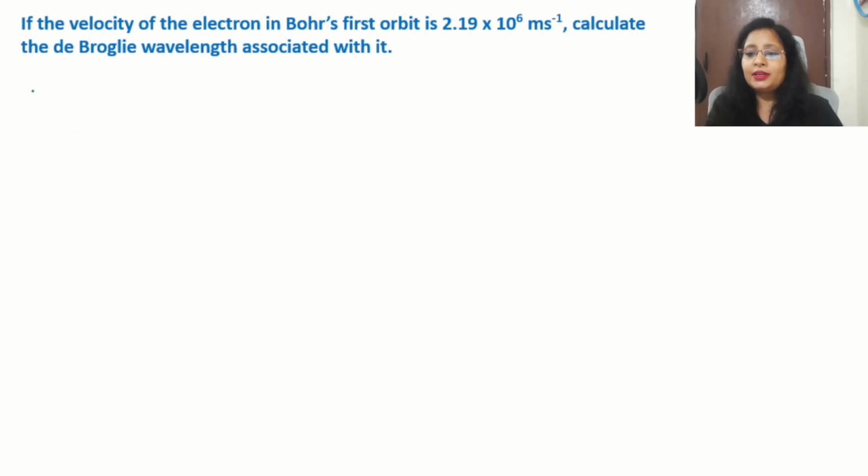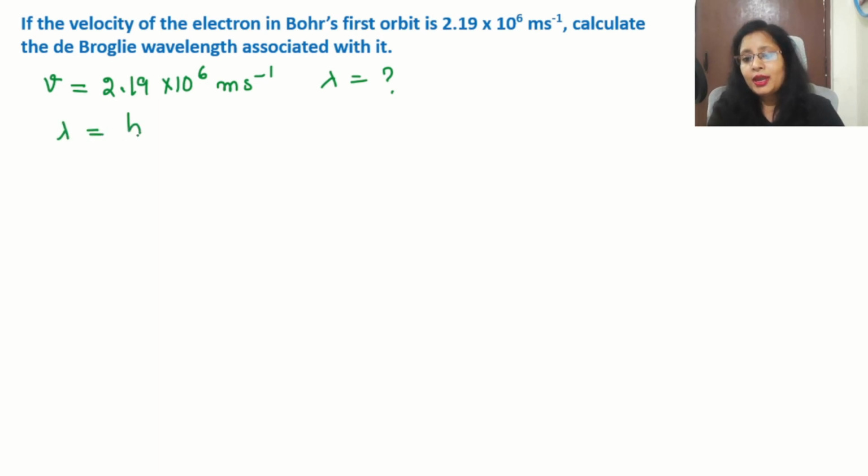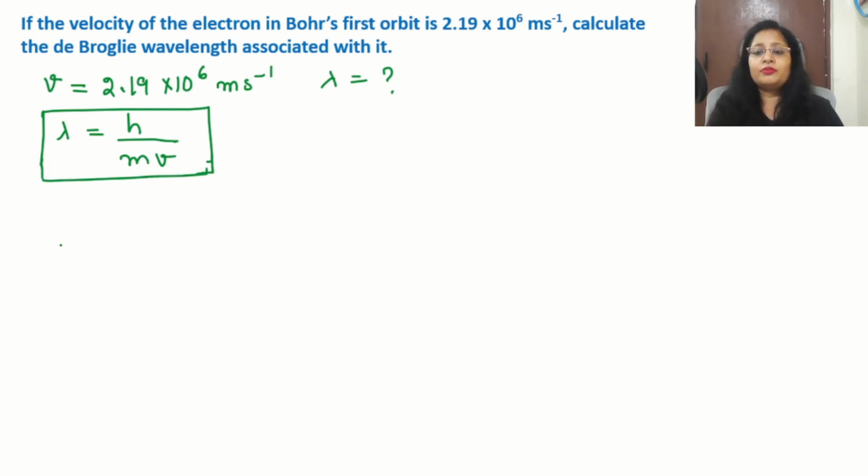So friends, here it is given the velocity, which is 2.19 into 10 to the power 6 meter per second. Now we need to find the wavelength lambda, which is not given here. So friends, the formula for the de Broglie wavelength is lambda equal to h upon mv, where h is the Planck's constant, m is the mass and v is the velocity. So friends, if we put the values here, we can easily find the answer.